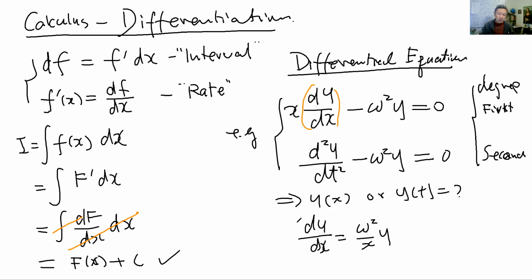We can just treat them as two independent variables, so that's not dependent. What we can do is separate them. The first step is to separate the dy. We divide by y on both sides, and this side will become omega squared dx over x. Can you see? And then you integrate on both sides. Omega is a constant, right? Yes, omega is constant.